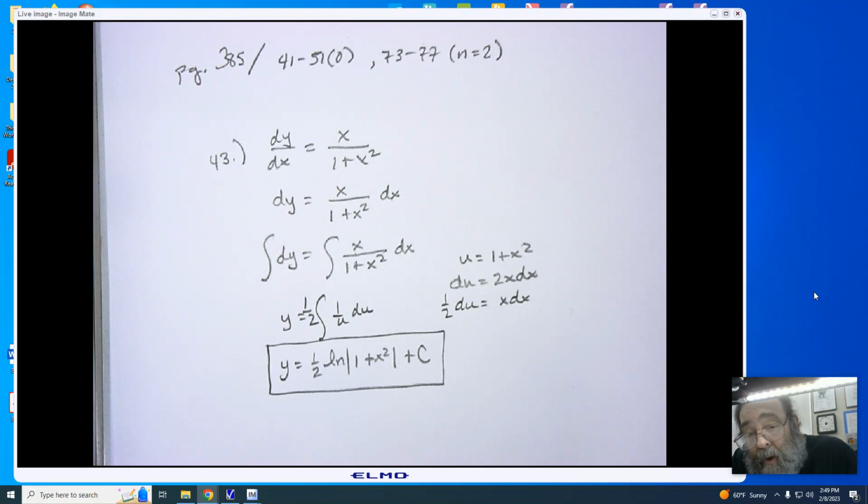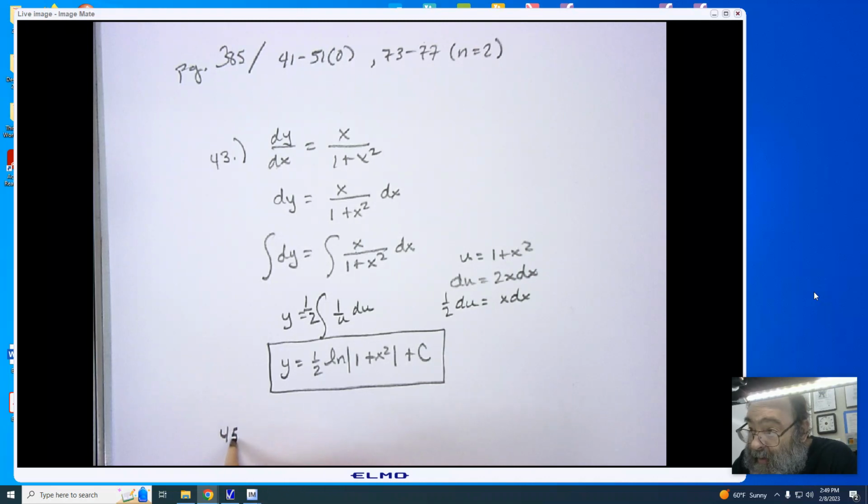Now, some of you are already going to notice that 1 plus x squared can never be negative, which is going to make the absolute value superfluous or redundant. Be aware that the AP test will not mark you wrong for putting in the absolute values. They will only mark you wrong if you forget them when they're needed. I recommend you put them in anyway and cover your posterior.